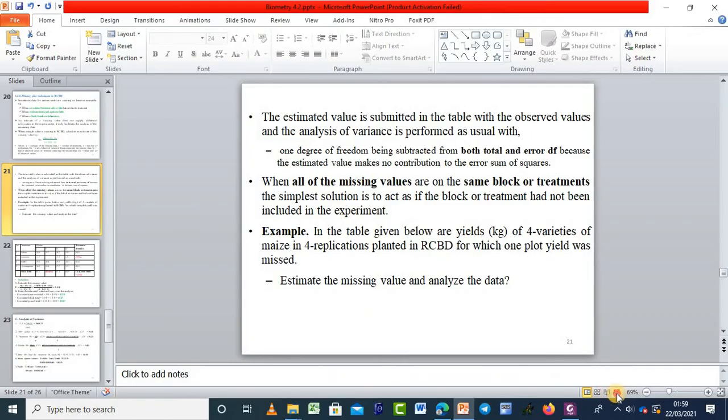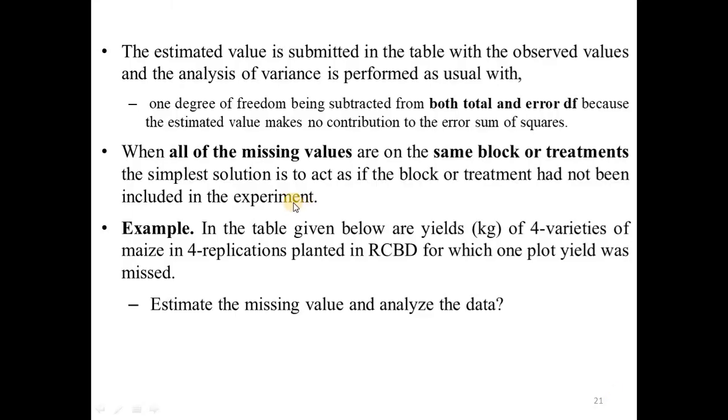The estimated value is inserted in the table with the observed values, and the analysis of variance is performed as usual, with 1 degree of freedom being subtracted from both the total and the error degree of freedom, because the estimated value makes no contribution to the error sum of squares.